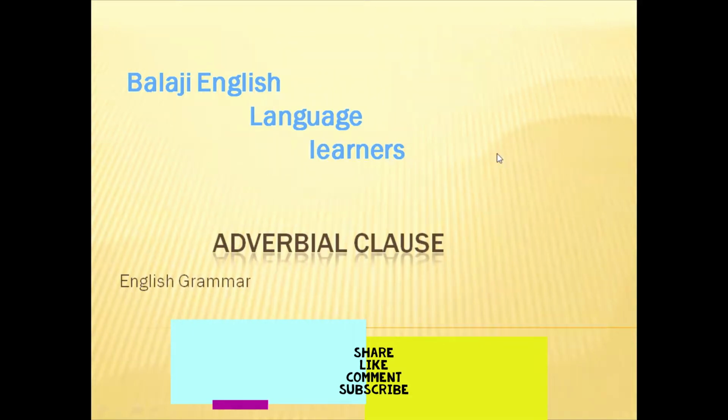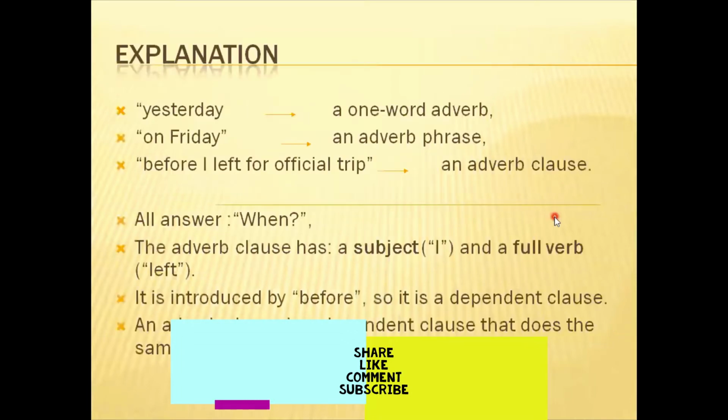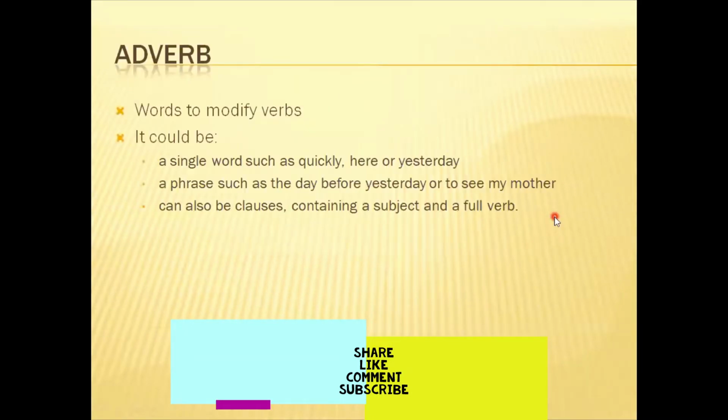So now, friends, what is an adverbial clause? Before that, let us go on with what is an adverb. Adverbs are those words which are used to modify the verbs. It could be a single word such as quickly, here, or yesterday. A phrase such as day before yesterday or to see my mother is also an adverb. It can also be a clause containing a subject and a full verb.